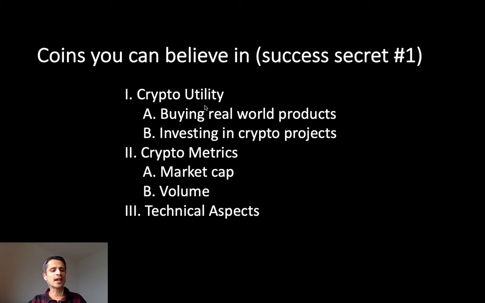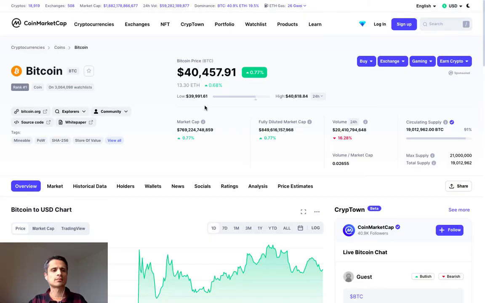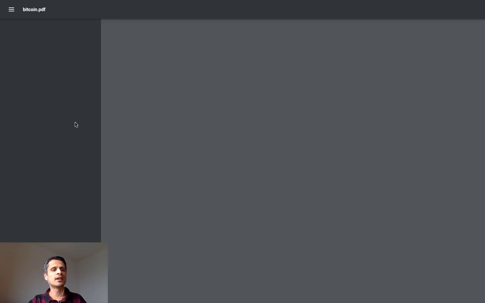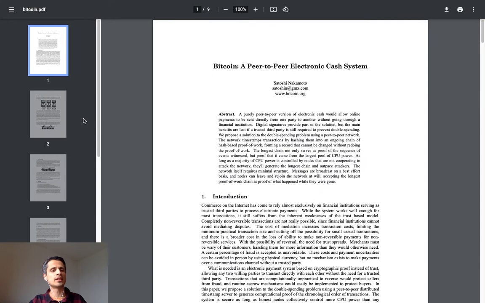Finally, let's get into the technical aspects of coins. First is white papers. What are white papers? Let's have a look. So here on CoinMarketCap, you can see there's a white paper link. If I click on the link, it will open the now famous original white paper for Bitcoin, which you can see here: Bitcoin, a peer-to-peer electronic cash system.